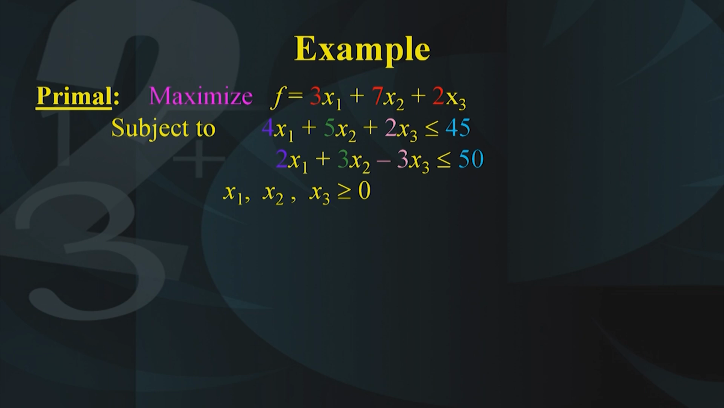So, now is the time for an example. Let us look at this linear programming problem. This is in the form of a primal, and you find that the objective function is to be maximized f, which is equal to given by these coefficients of x1, x2, x3, and this has two inequalities. And now, using the rules that we have studied, the general rules that we have studied, we will try to write down the dual of this.